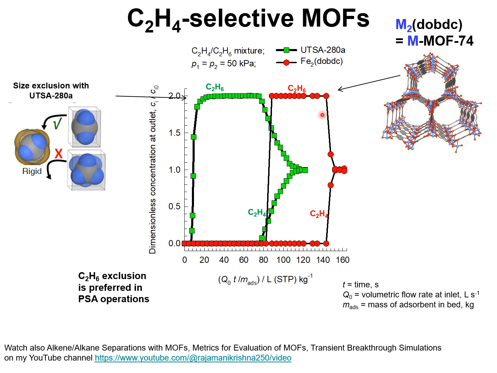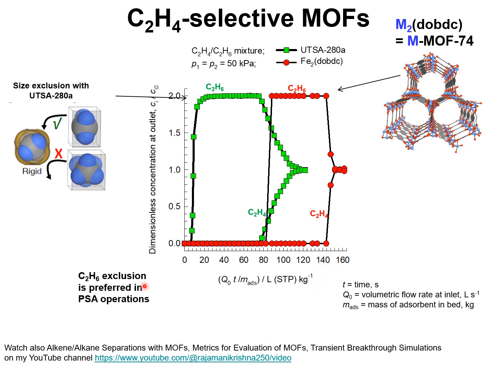Typical breakthroughs for iron MOF-74 are shown here in the red circles. We note that there is a considerable time delay before ethane breaks through, and much later we have the breakthrough of ethene.